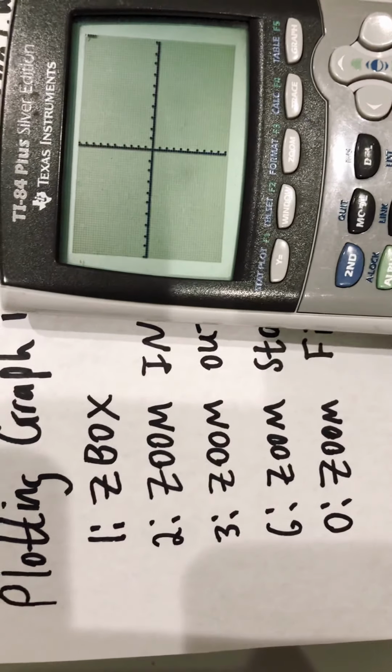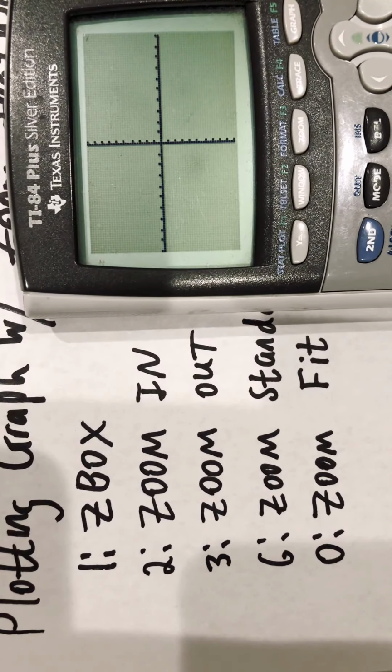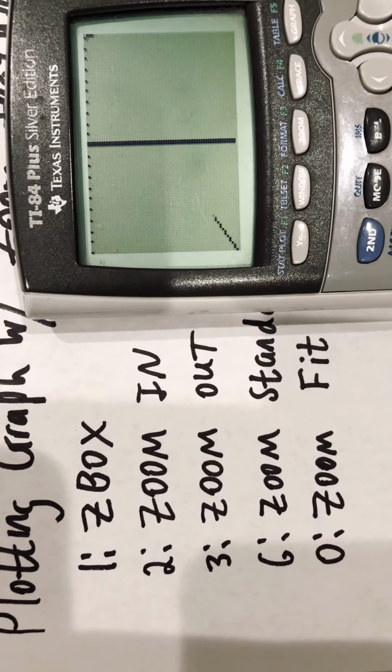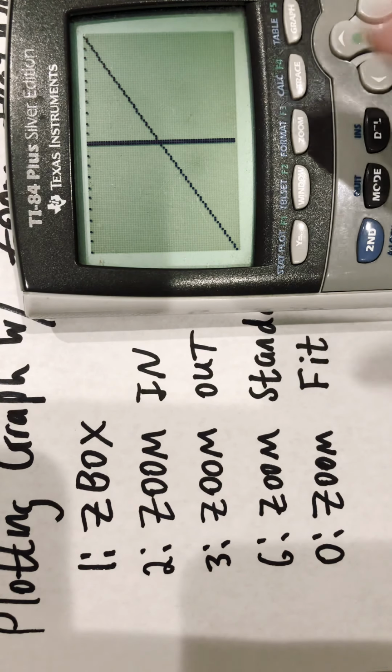So let's go back to the standard window. Now, of course, again, we're not going to get anything. So what I would do first is zoom fit. Zoom fit allows the graph to be visible on the screen. Obviously you can tell this is not really the graph. If anything, it looks like a linear function right now. It's not our full graph, but this is a start.